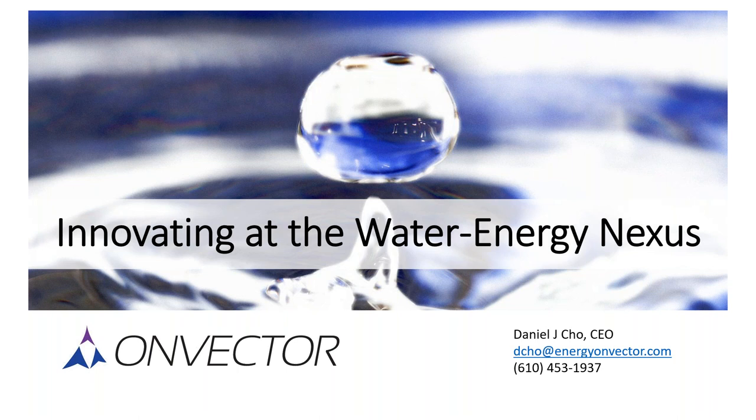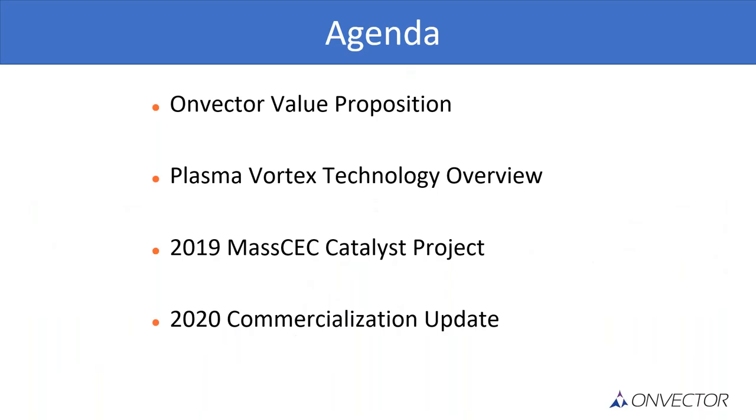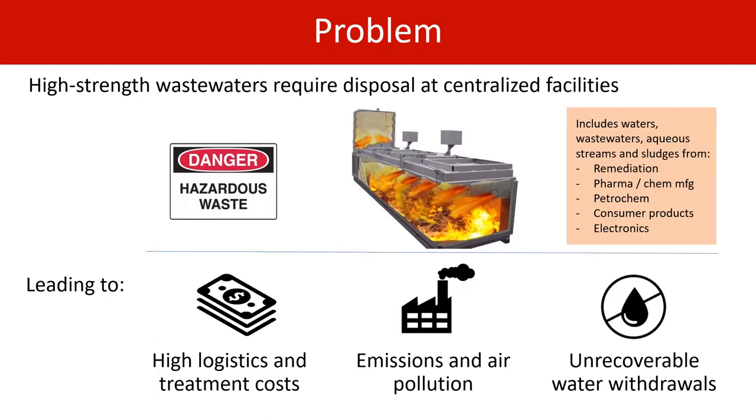Hello, everyone. My name is Dan Cho. I'm the founder and CEO of Onvector. We have been a grantee of the MassCEC Catalyst program and have benefited significantly from that. I want to share a little bit about our company and how we've utilized the MassCEC Catalyst funds. But first, I'll start by describing a little bit about our core value proposition, and then going into some depth on the technology itself, and then I'll wrap up by talking through some of our recent commercial developments. Thank you so much for joining this webinar, and at the end of it, I'll be happy to take your questions.